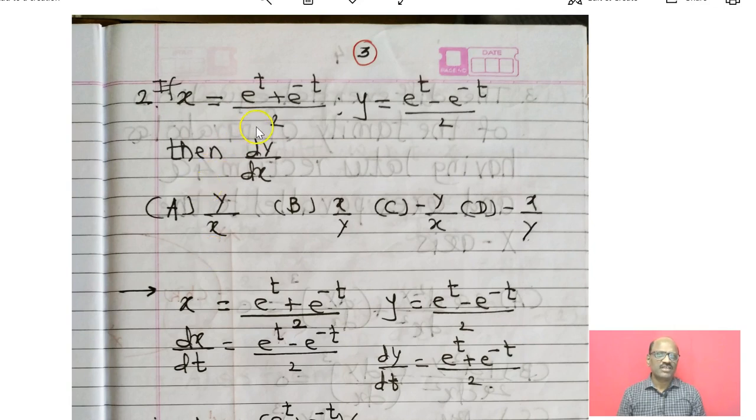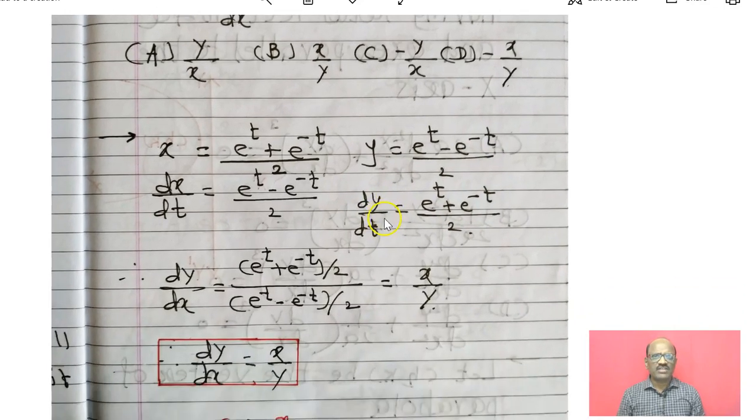If x is equal to (e raised to t plus e raised to minus t) upon 2 and y is equal to (e raised to t minus e raised to minus t) upon 2, then find dy by dx. Now this is an example from the parametric derivative. First of all, x is equal to (e raised to t plus e raised to minus t) upon 2. Now differentiate. dx upon dt: the derivative of e raised to t is e raised to t and the derivative of e raised to minus t is minus e raised to minus t, upon 2. And y is equal to (e raised to t minus e raised to minus t) upon 2, again the differentiation. The derivative of e raised to t is e raised to t, minus the derivative of e raised to minus t, which is plus e raised to minus t. That is, minus minus becomes plus here.